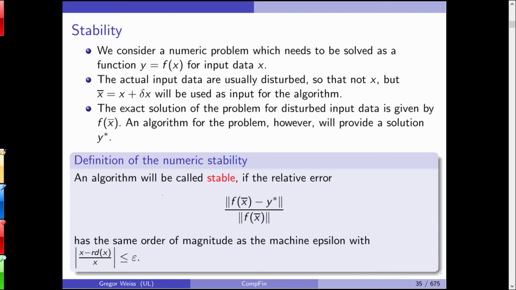Now we consider a numerical problem which needs to be solved as a function f of the input data x. So f of x is our numerical problem. We have input data x, and we need to find this. The actual input data are usually disturbed. They have slight errors in them, so that we don't know x, but we can only observe x bar. X bar is x plus delta x, and this is the input data error.